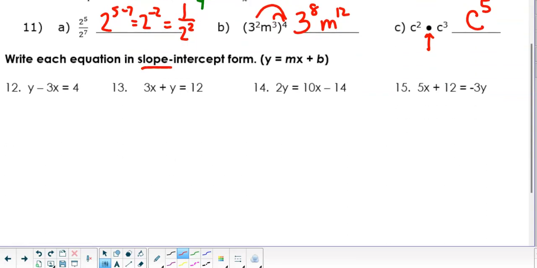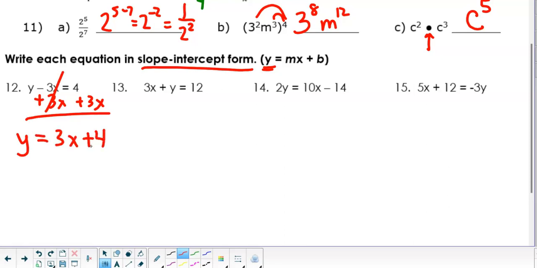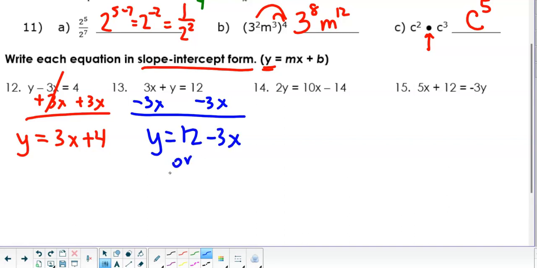The next section asks you to write it in slope-intercept form, where the y is isolated and the x term and the constant term are on the other side. So I'm going to use the addition property of equality here. I'm going to use an additive inverse that will take that 3x and move it to the other side. Number 13 is similar, but I'm going to use the subtraction property of equality. And it doesn't matter what order you place these items in. The constant can be first, or the coefficient can be first, as long as the signs are correct. You need a positive 12 and a negative 3x.